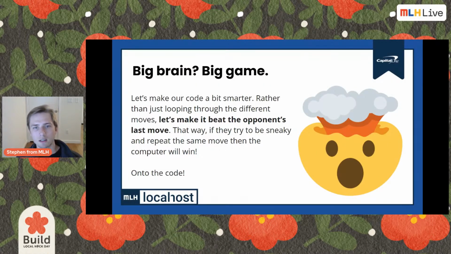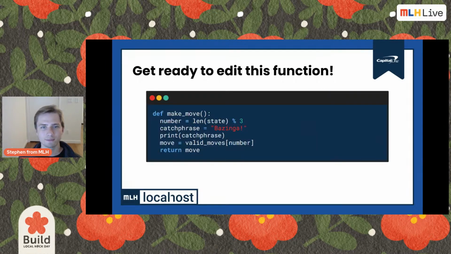So let's make this code a little bit smarter and add to our artificial intelligence. So rather than just looping through the different moves, let's make this code beat the opponent's last move. And that way, if they try to be sneaky and repeat the same move, then the computer will win. So this could be a good strategy for our artificial intelligence. So let's get ready to edit this function now.